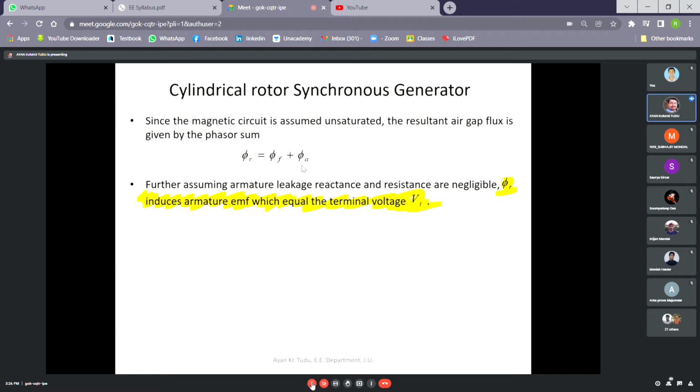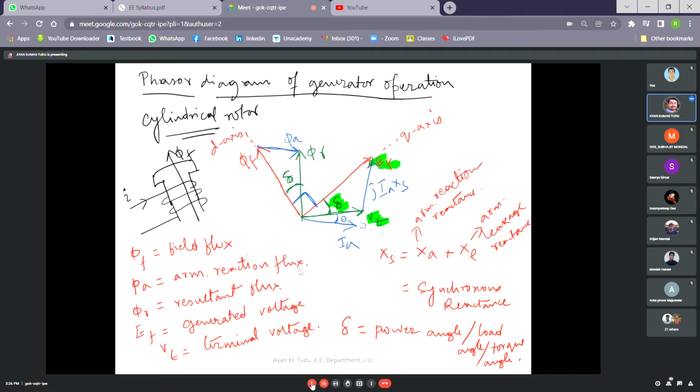Now we'll be drawing the phasor diagram of the generator operation for the cylindrical rotor synchronous generator. First of all, for a cylindrical rotor we can take a two pole rotor. This is the DC field winding, as you can see, this is the current I, and this is the flux phi f. Flux phi f is in the direction of the magnetic axis of the rotor. That is our d axis.